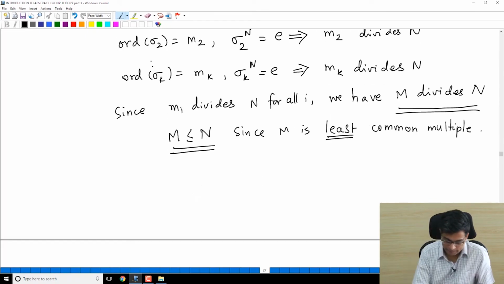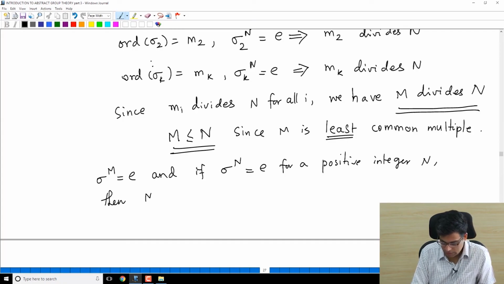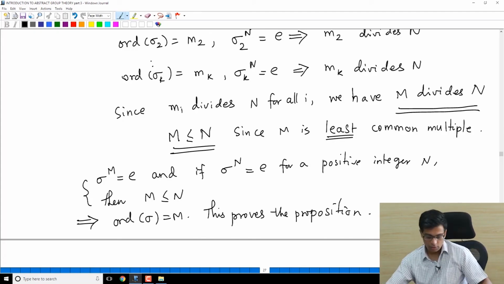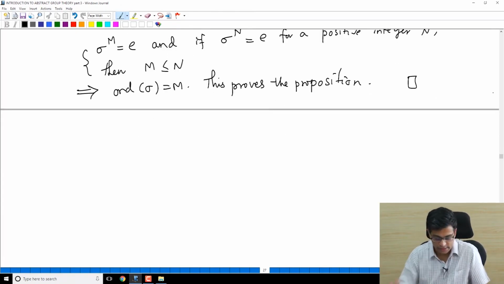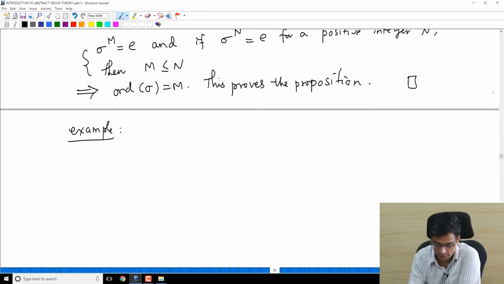So what we have shown is that, coming back to our sigma power M is identity, and if sigma power n is identity for a positive integer n, then M is less than or equal to n. So together these two facts imply that the order of sigma is M. So this proves the proposition. Right? What we have shown is that if you have a product of disjoint cycles, then the order is the least common multiple of the orders of each individual disjoint cycle.